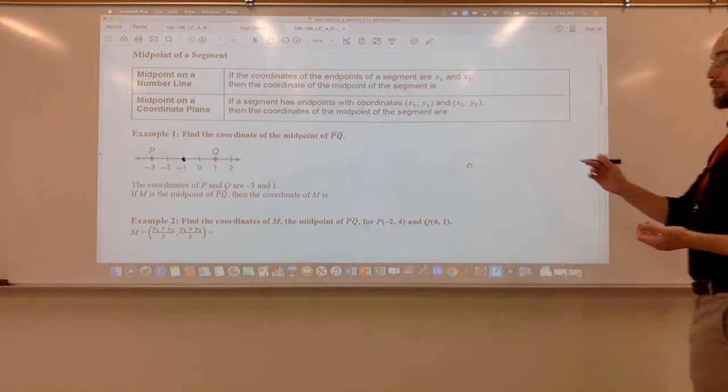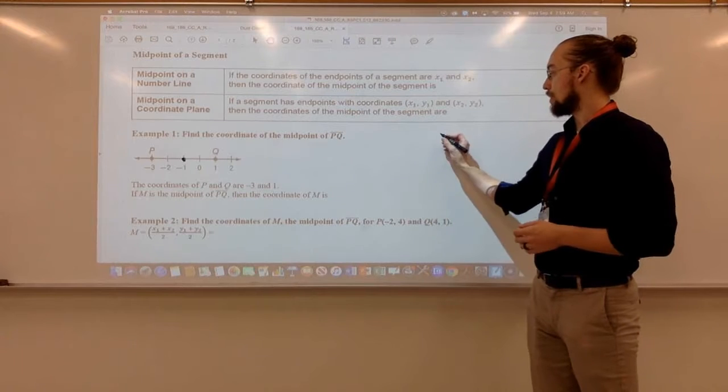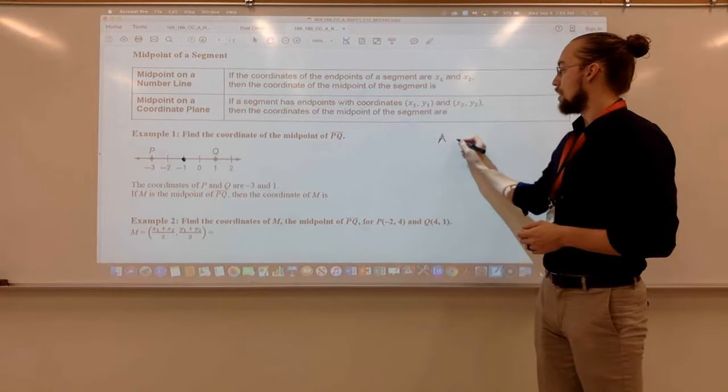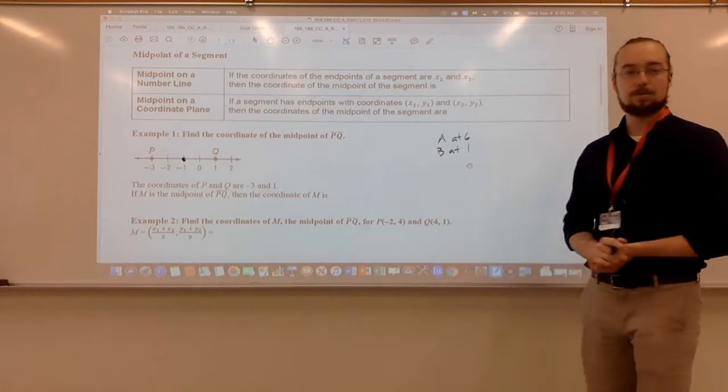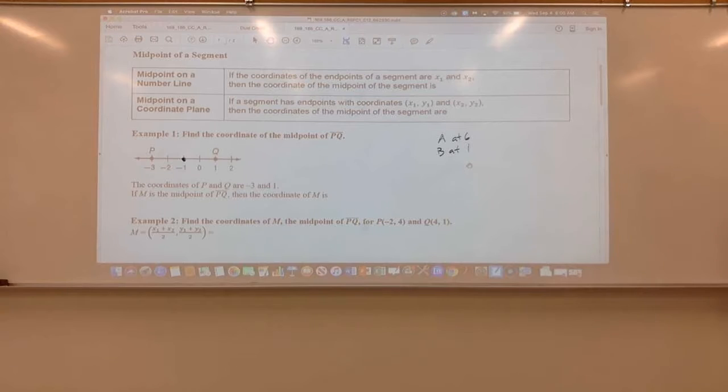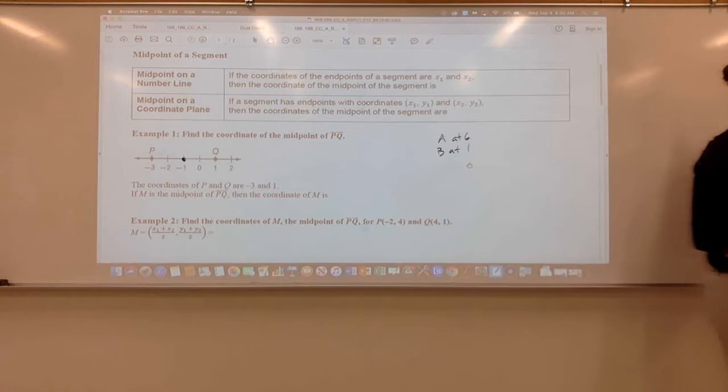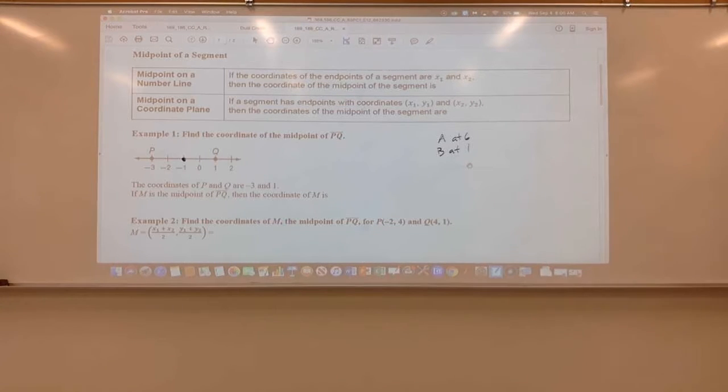Yeah, so if we're using 2 points, right? So if I give you another one, right? If I say A is at 6 and B is at 1, what's the point that's right in between 6 and 1? 3.5. How'd you get that? So the answer is 3.5. It is.